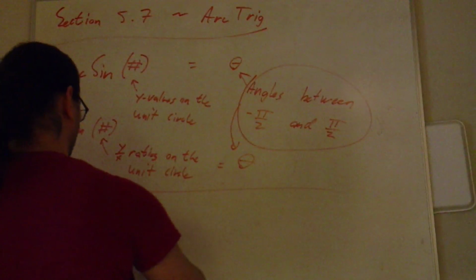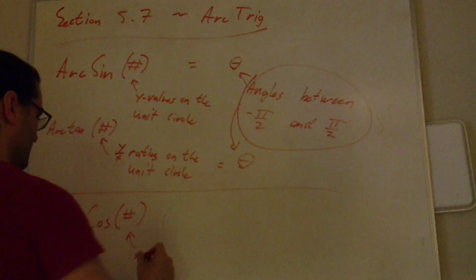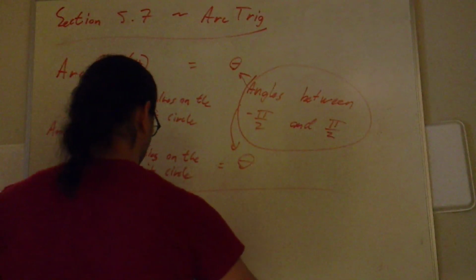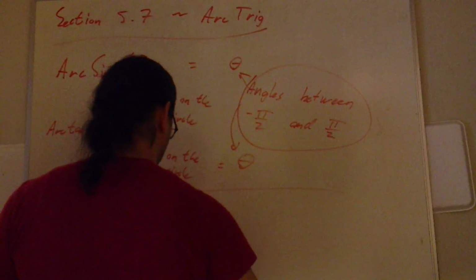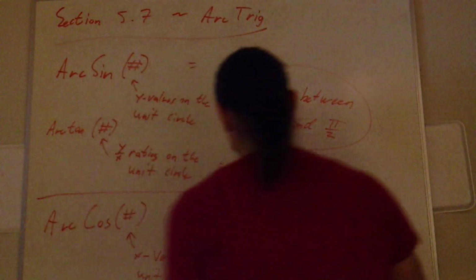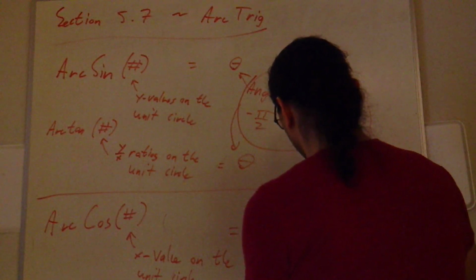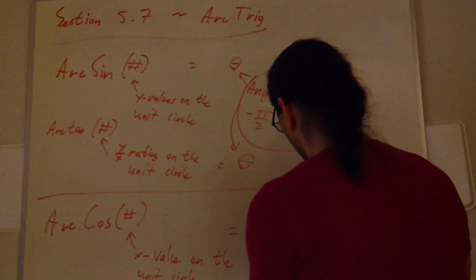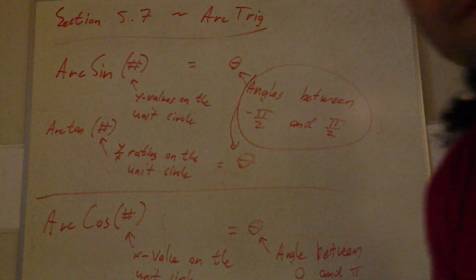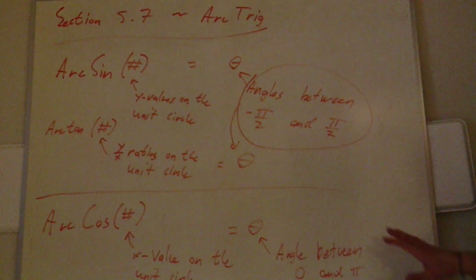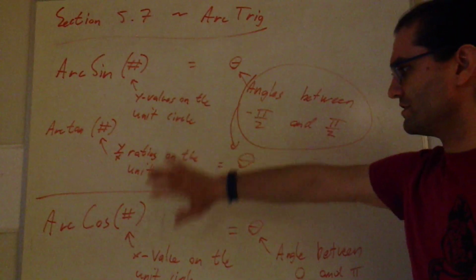Arccosine of a number takes in an x value on the unit circle and returns an angle between 0 and pi. Hopefully that's readable down there at the bottom. Looks good. So these are the range restrictions on arcsine, arctangent, and arccosine.